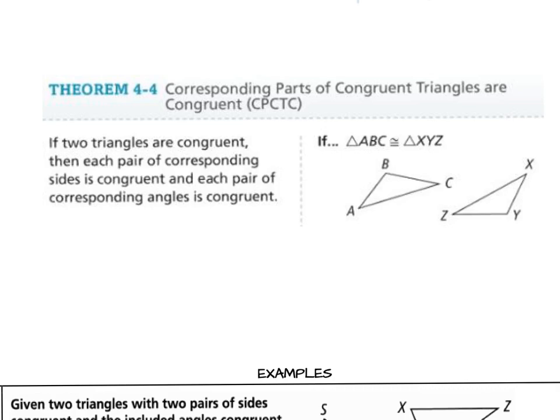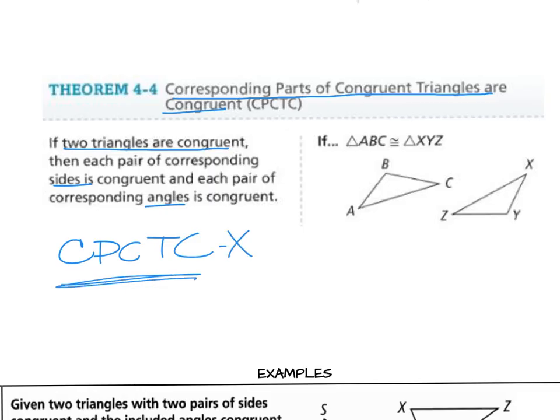If you have congruent triangles and you've only marked three things, like side, angle, side, or all three sides, SSS, there are parts that you haven't actually marked yet. And this theorem says if two triangles are congruent, then each pair of corresponding sides is congruent and each pair of corresponding angles is congruent. So this is called corresponding parts of congruent triangles are congruent. Get to know CPCTC and what that stands for. Corresponding parts of congruent triangles are congruent.